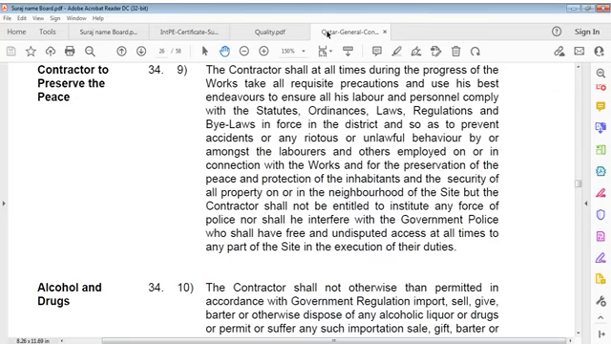Security of property in the neighborhood of the site, preservation of peace and protection of inhabitants, but the contractor shall not be entitled to institute any police force, nor shall it interfere with government policy.